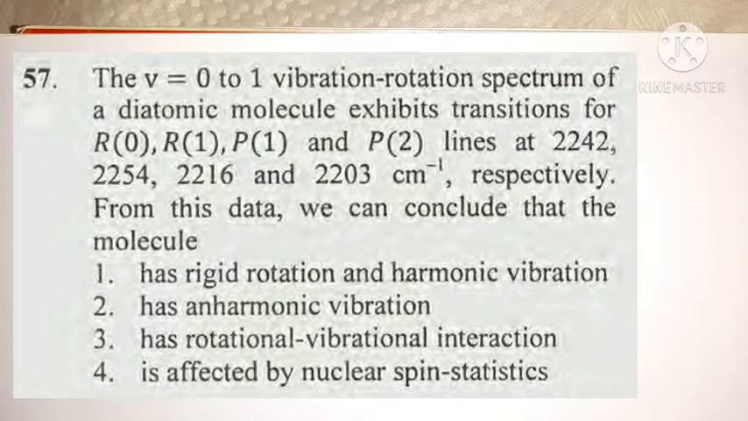Okay, so friends, we have a signal for vibration. V equals 0 to V equals 1, that is a vibration rotation spectrum, and out of this data we must find which option is correct out of these 4 choices. This question is asked for 2 marks. So let's do the solution of this question.